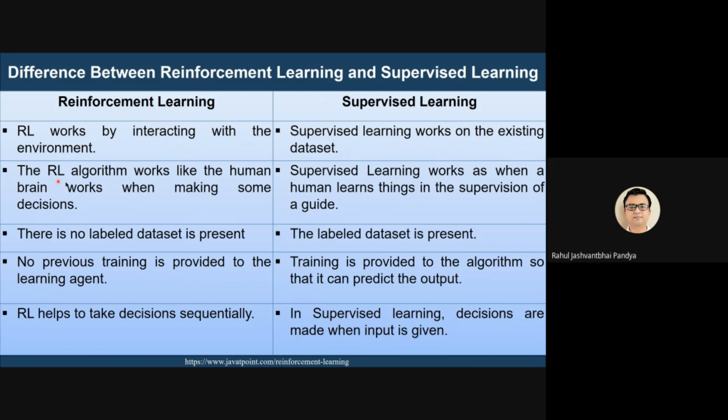In the reinforcement learning algorithm, it works like a human brain, right? How we think and when we take any decision. So it's closer to the human brain. Whereas in supervised learning, it works like when a human learns something under the supervision of a particular guide. So supervision is mandatory in supervised machine learning, whereas in reinforcement learning, supervision is not mandatory, is not required.